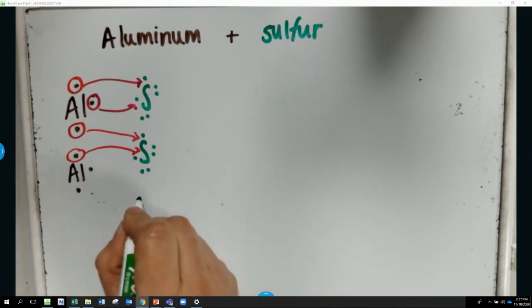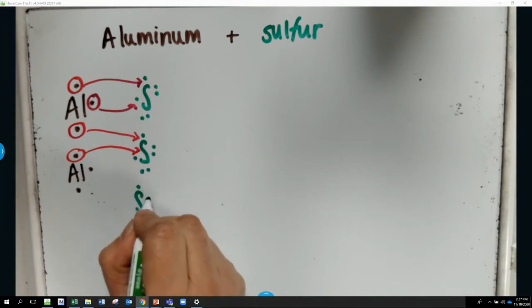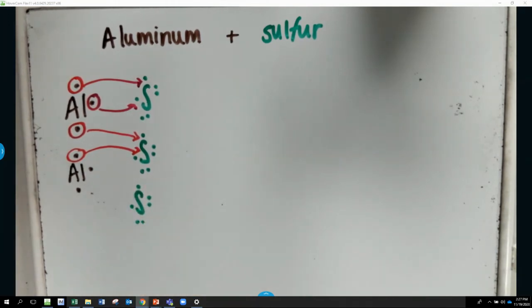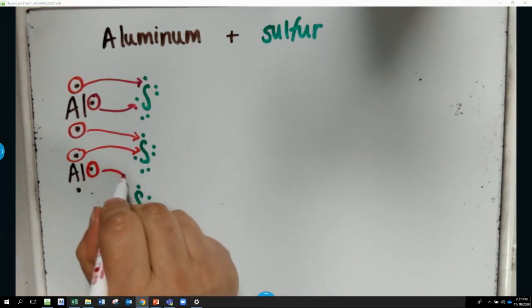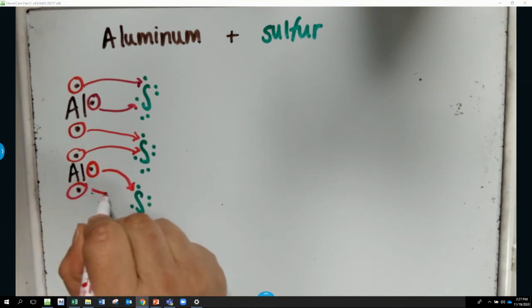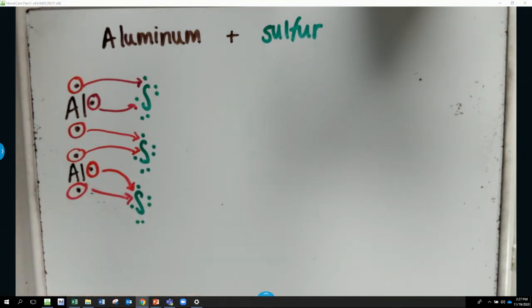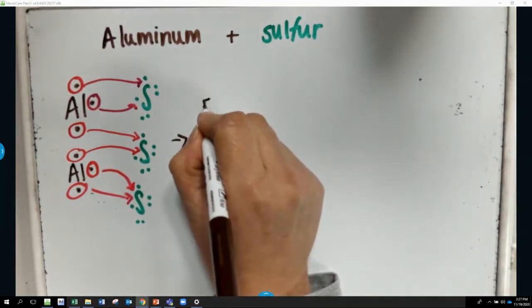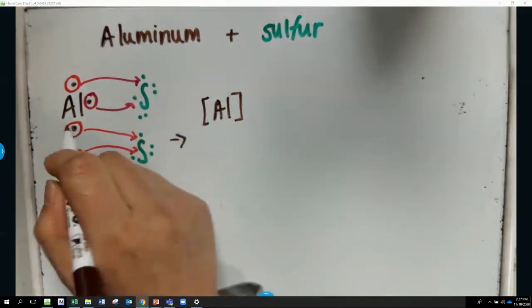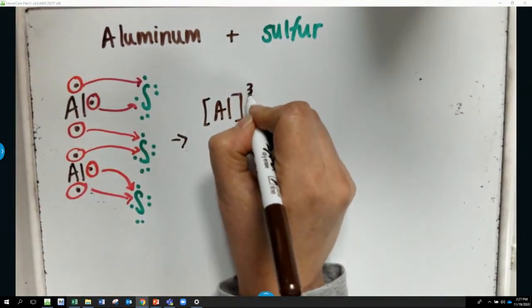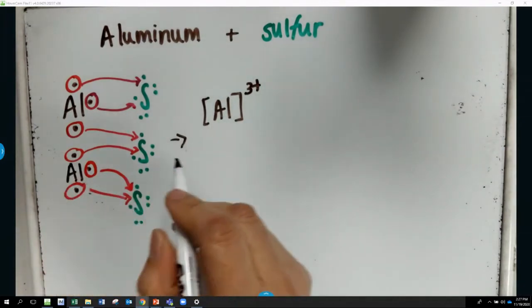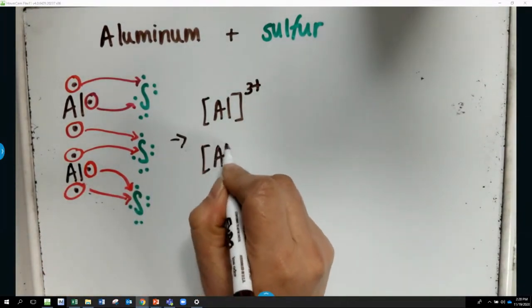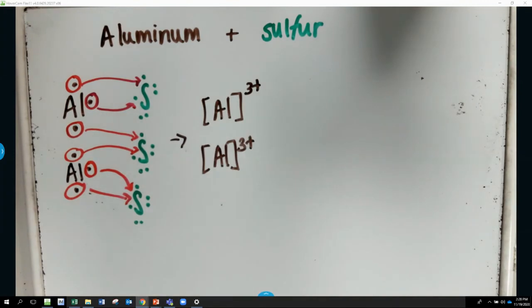So what do we do? We add another sulfur with its 6 valence electrons. So this electron can go right here, and this one can go right there. And now we're full. So what does that end up looking like? Well, you have 1 aluminum that lost 1, 2, 3 electrons, so it's a +3. We have another aluminum that lost 3 electrons, making it a +3. That takes care of that. Now let's look at our sulfurs.